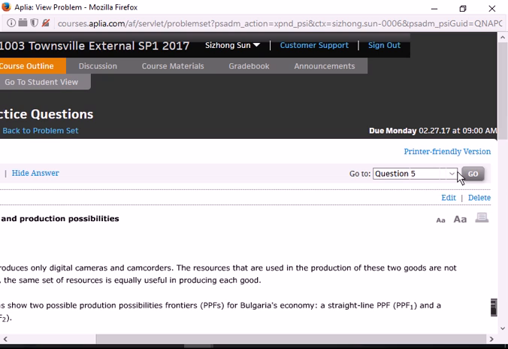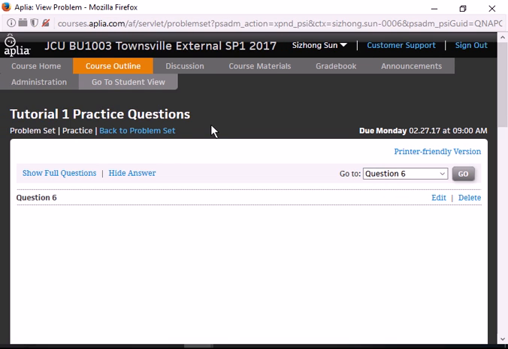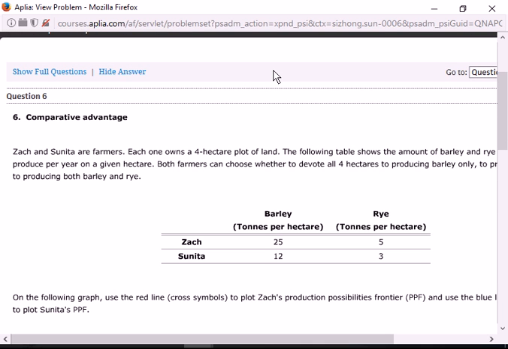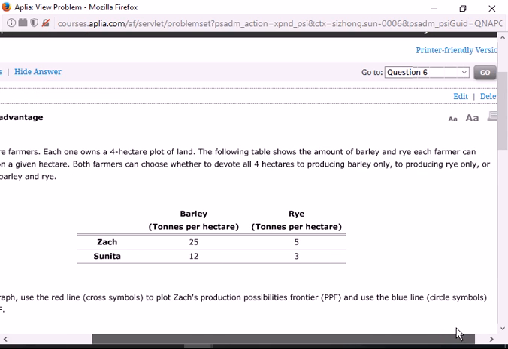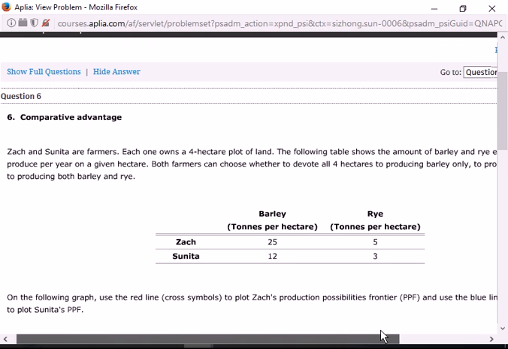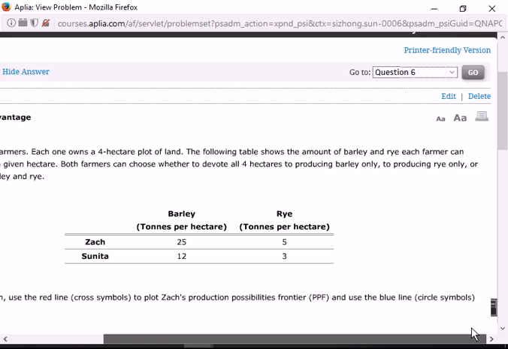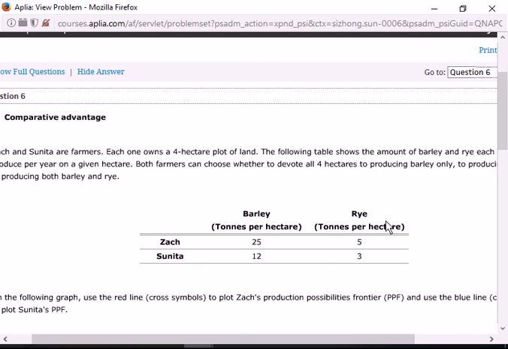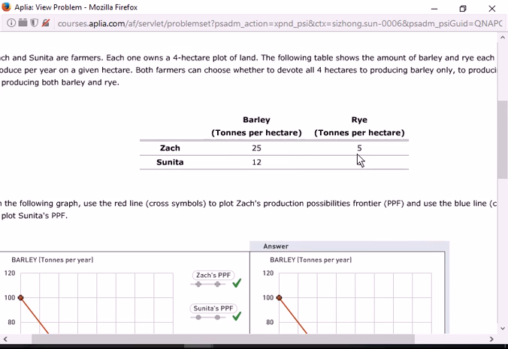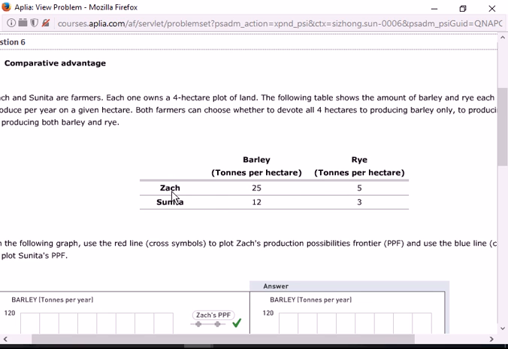Let's go to the last question, question 6. Comparative advantage. Jack and Sunita are farmers. Each one owns a 4-hectare plot of land. The following table shows the amount of barley and rye each farmer can produce per year on a given hectare. Both farmers can choose whether to devote all 4 hectares to producing barley only, or rye only, or producing both. So here is the productivity. For Jack, he can produce 25 tons of barley per hectare, 5 tons of rye per hectare, and similarly for Sunita.